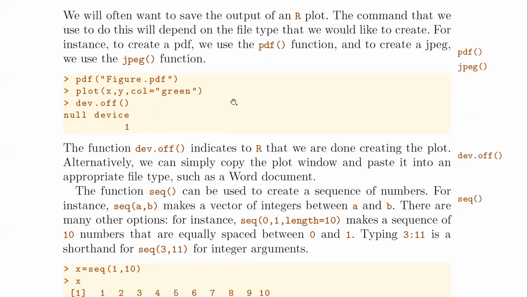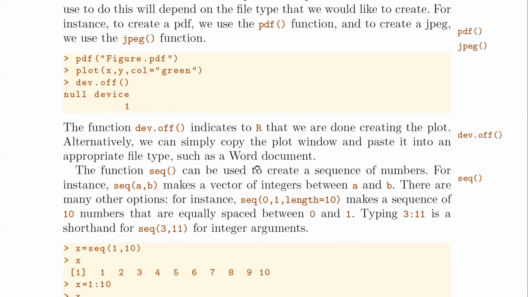We will often want to save the output of an R plot. The command that we use to do this will depend on the file type that we would like to create. For instance, to create a PDF, we use the PDF function, and to create a JPEG, we use the JPEG. The function dev_off indicates to R that we are done creating the plot. Okay, I mean, it's not that important, right? You could try it in your own time.